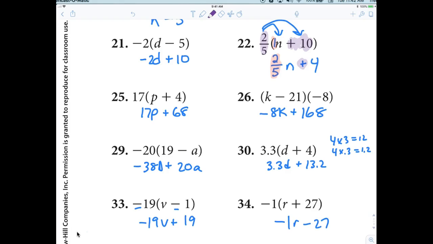Listen, as we get further along in math, we really don't write decimals anymore. All right? I always want you to leave it as a fraction. And sometimes they're going to give you a decimal. I'm going to say it's just easier to change it to a fraction.